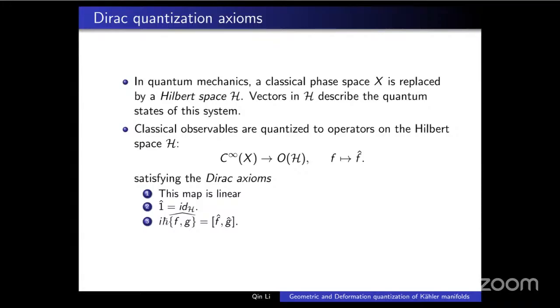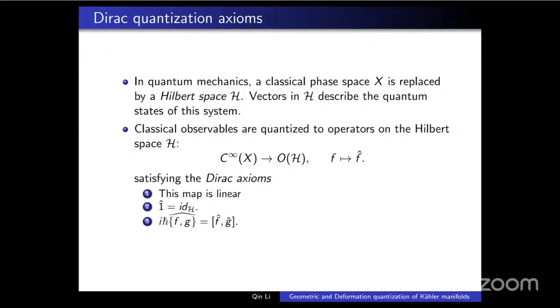Let me start from the so-called Dirac quantization axioms. In quantum mechanics, a classical phase space X is replaced by a Hilbert space H. The vectors in this Hilbert space H describe the quantum states of this mechanical system. And in the procedure of quantization, classical observables, or smooth functions on this phase space X, are quantized to operators on the Hilbert space H.